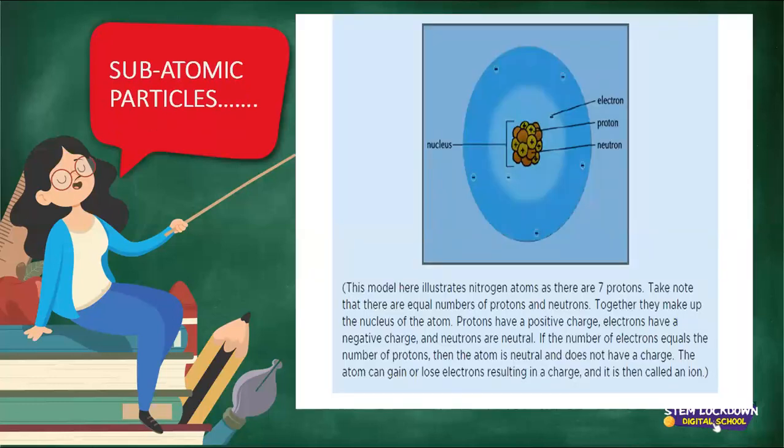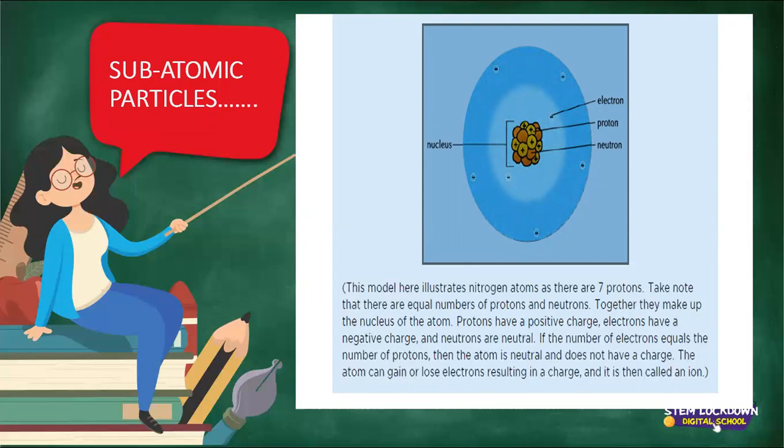All right, now let's look into detail at the subatomic particles. You see this model. This model here illustrates the what? The nitrogen atom, as there are 7 protons. So take note that there are an equal number of protons and neutrons. If you count, the protons are the positive ones, and you see that there are 7. And then the neutrons are those without charge, so they are also 7. So it means they are equal. Together they make up the what? The nucleus of the atom.